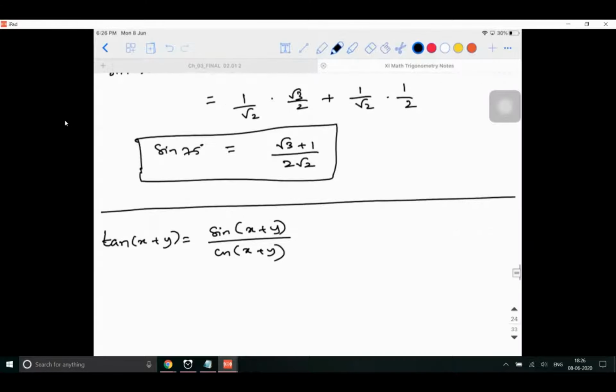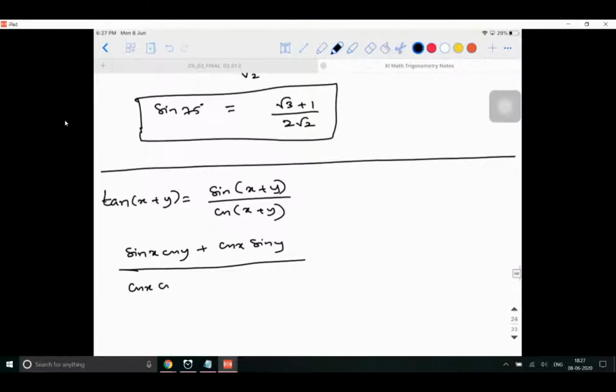Right. So the sine of x plus y is sin x cos y plus cos x sin y, the whole divided by cos of x plus y, which is equal to cos x cos y minus sin x sin y. Is there anyone having a doubt in this step?